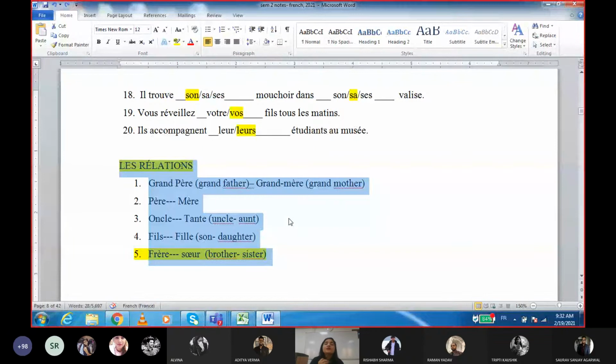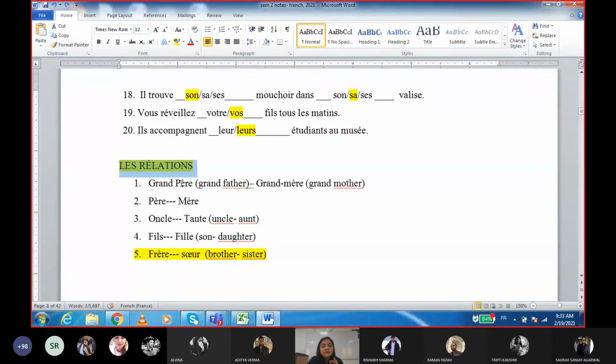So, how to describe your family, we'll see in another 10 minutes. Now, first of all, for that, at least we should know how to call grandfather in French, grandmother, and the other relations like that. So, here it is, les relations. No need for the pronunciations here. For 5 pointers, I'll give the pronunciations. Please note it down. So, relation, that is relation.